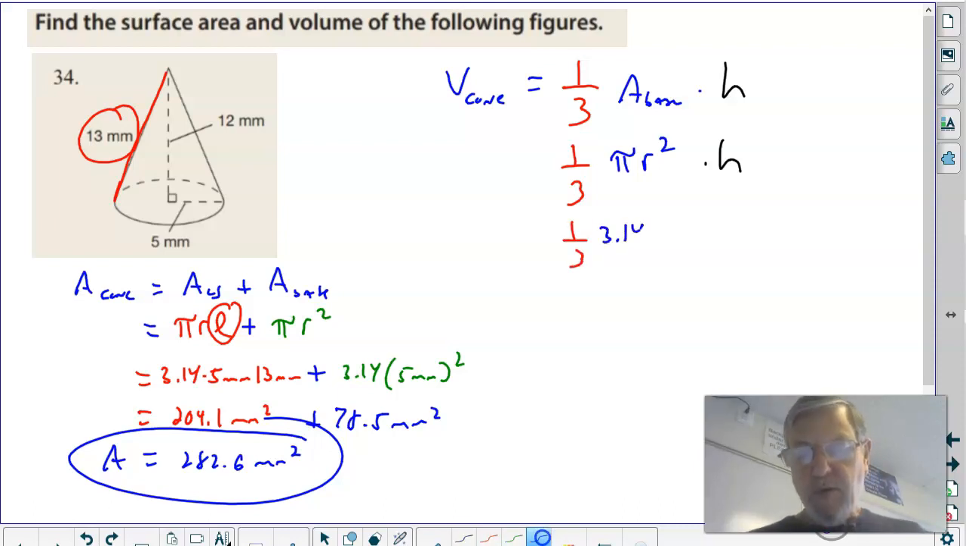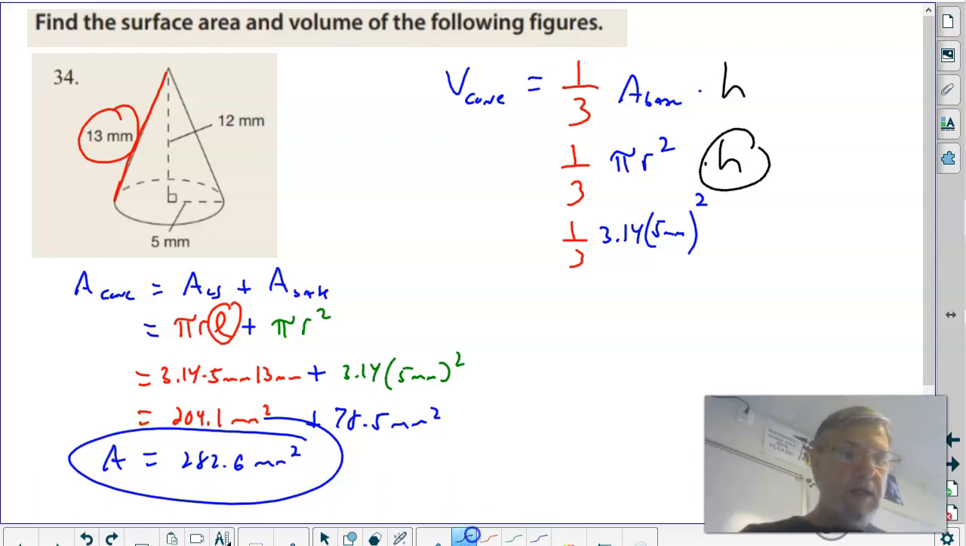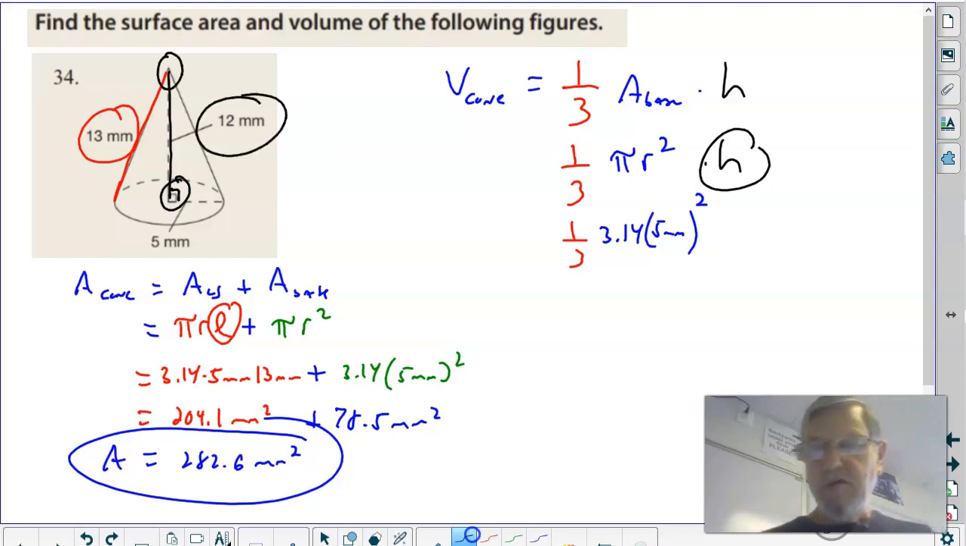Pi we'll use 3.14. The radius is clearly 5 millimeters. Don't forget to square that. Now, what is the height of a cone? Again, like the pyramid, it's perpendicular to the base, right? And goes to the peak. So it's the 12 millimeters.